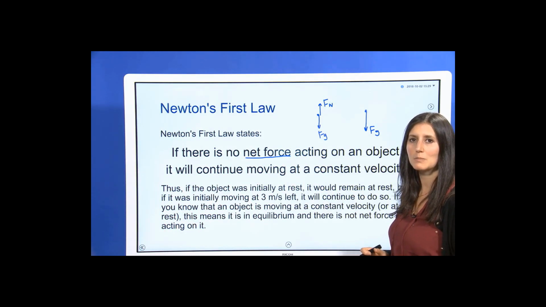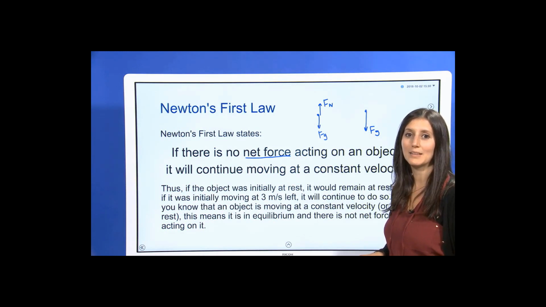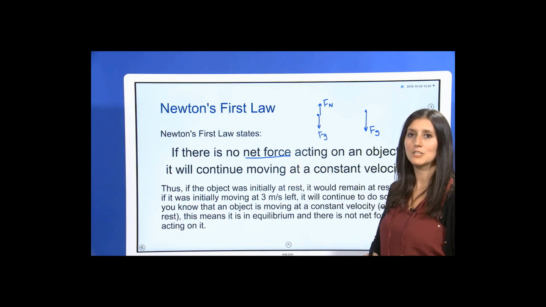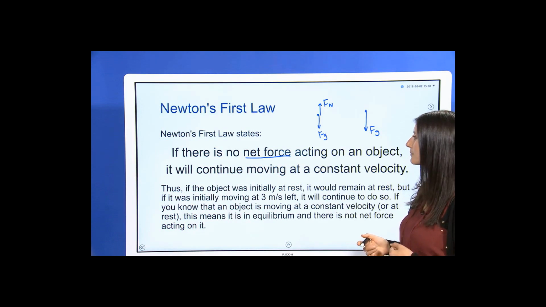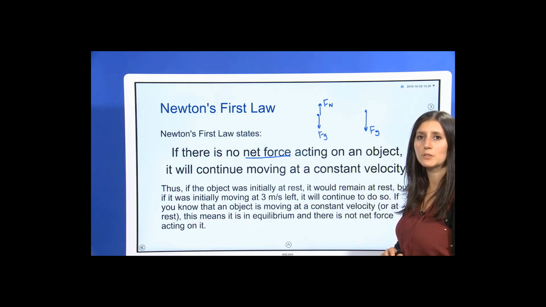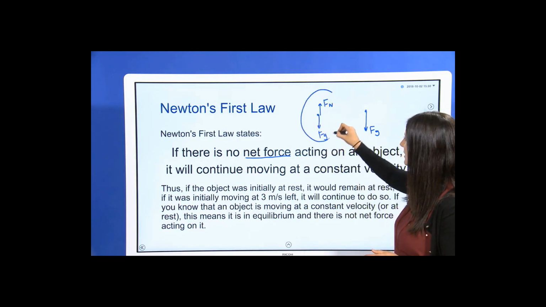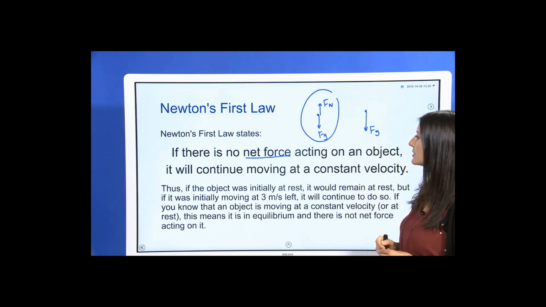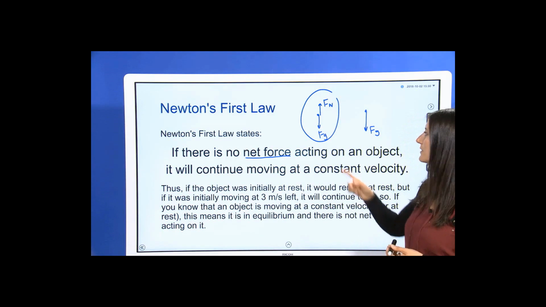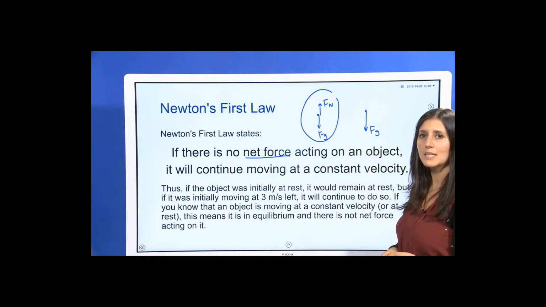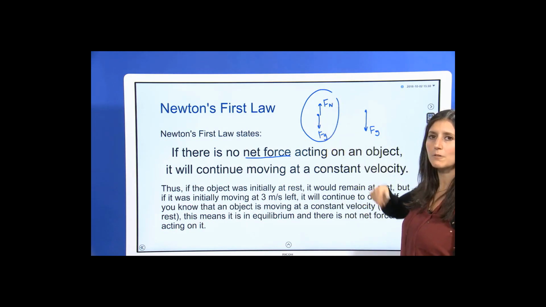Okay, so no net force means all the forces are being balanced. If you have a net force, it means there's an unbalanced force that doesn't get canceled out. Okay? So what we're saying with Newton's first law is that if there is no net force, so in an example like this, no net force acting on an object, it will continue to move at a constant velocity. So for example, if this dog over here is at rest, it will continue to stay at rest forever as long as there is no net force.